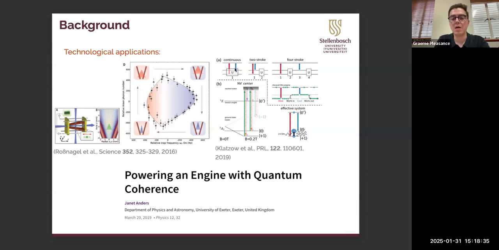What they did here was implement three types of heat engine: a continuous one, and then a 2-stroke and 4-stroke Otto cycle. Essentially this work was a proof of principle of a previous theory paper that predicted that in a so-called small action limit, you can implement a heat engine that can produce a higher power output than its corresponding classical counterpart. So this was the experimental demonstration, or realization, of that previous theoretical work.